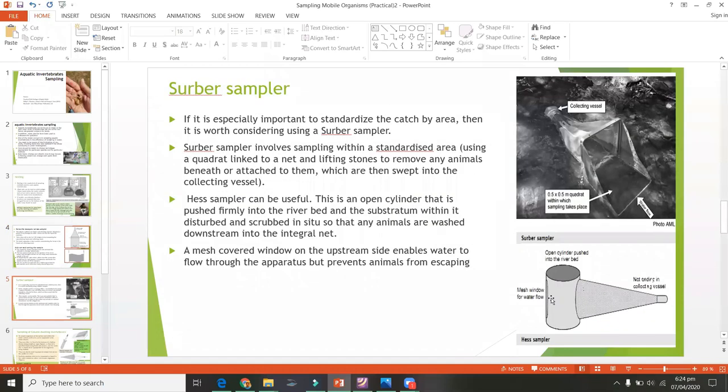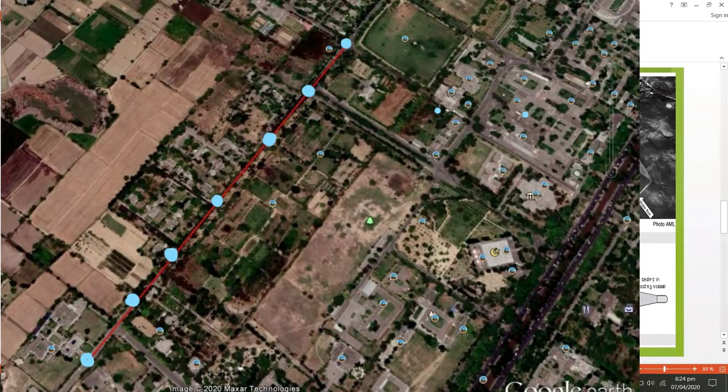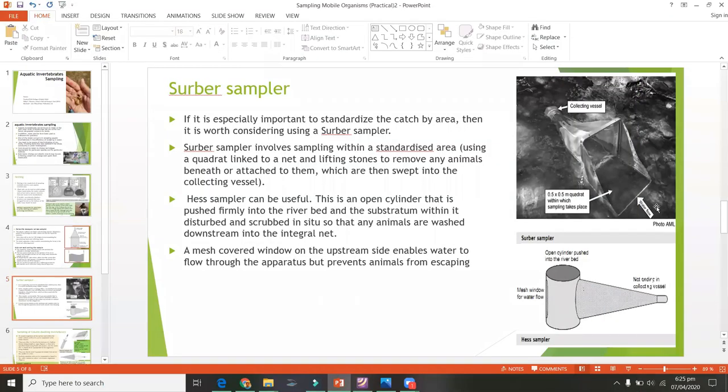Surber sampler. This is another type of sampler. This rectangle is settled down at the bottom of the stream. Here we have a collecting vessel, and such Surber samplers are placed against the flow of water velocity. We disturb the substratum in front of the sampler, and after disturbance, animals attached to the substratum, pebbles, stones, and sand will be dislodged and ultimately reach the collecting vessel.